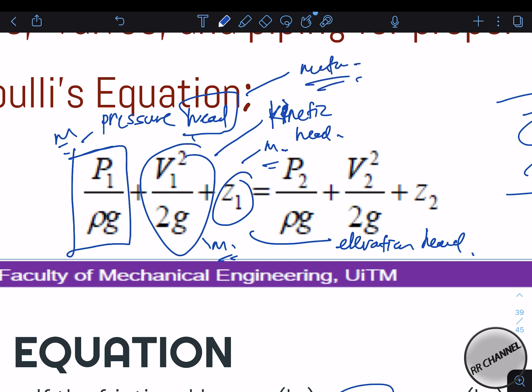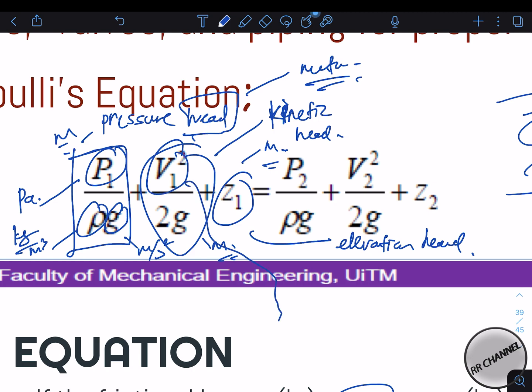So in order to get the unit in meter, we must make sure that the pressure unit is in Pascal, the density is in kg per meter cube, and g is meter per second square. While for the velocity, the unit must be in meter per second. Z must be in meter. So make sure that you use the correct unit, because different units will bring you to different answers.